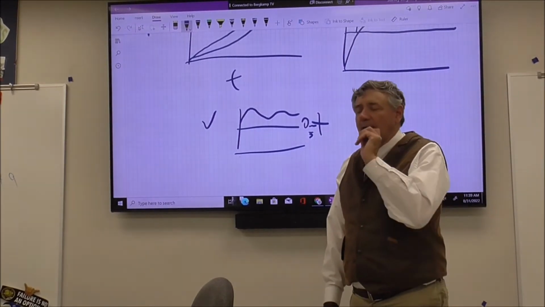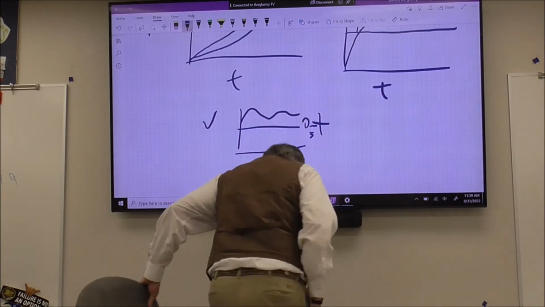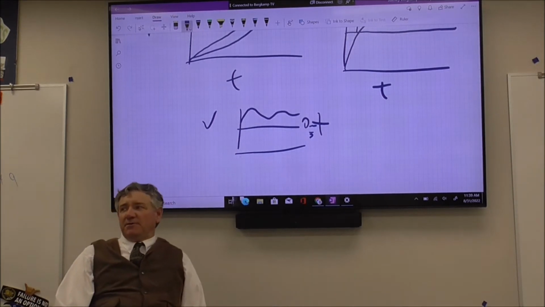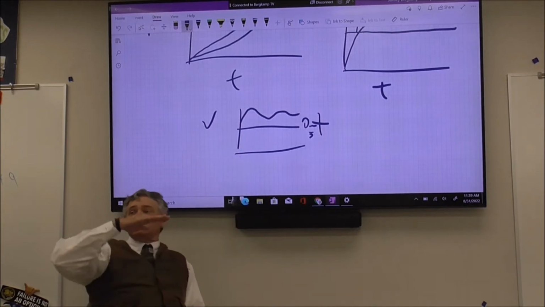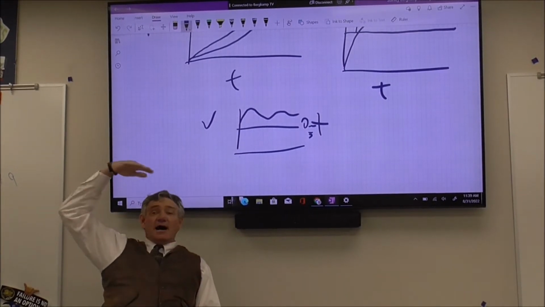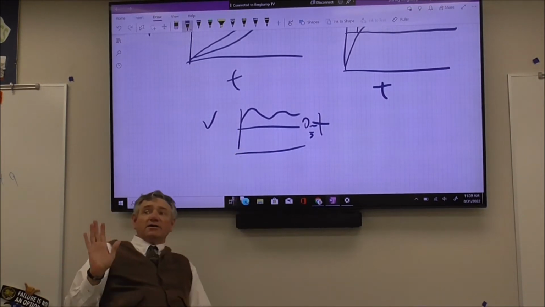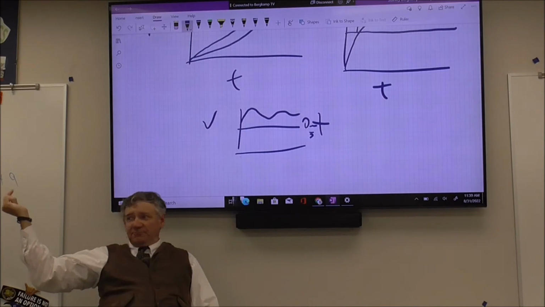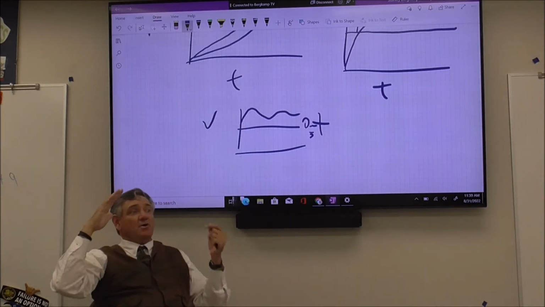Now, do not look at this graph and go, oh, you don't change direction because you don't go past the reference point. This is not the reference point. This is just 0 meters per second. I have no idea where I'm at. All I know is that I have a positive velocity. I might be walking this direction, it doesn't matter. I don't know where I'm at.